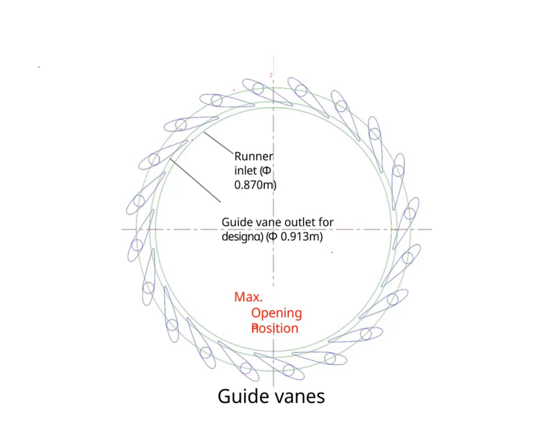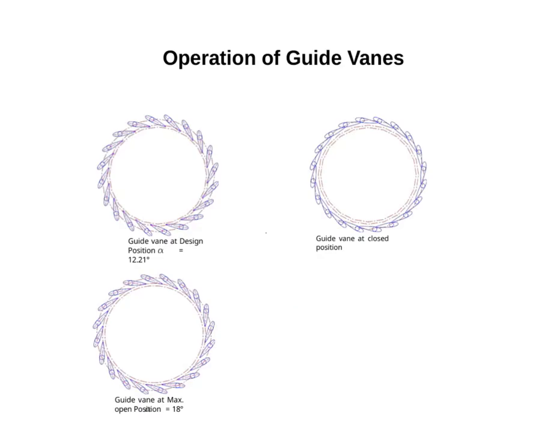Here, we're looking at the maximum opening position of the guide vanes within the runner inlet. The runner inlet has a diameter of 0.87 meters, while the guide vane outlet is slightly larger, at 0.913 meters. The guide vanes themselves are arranged evenly around the circumference. Their position and angle are crucial. They control the flow of water entering the runner, directly impacting efficiency and performance. This setup shows the vanes fully closed, ready to adjust as needed.